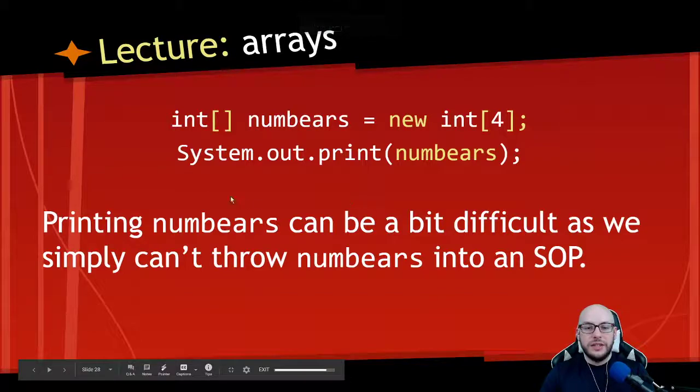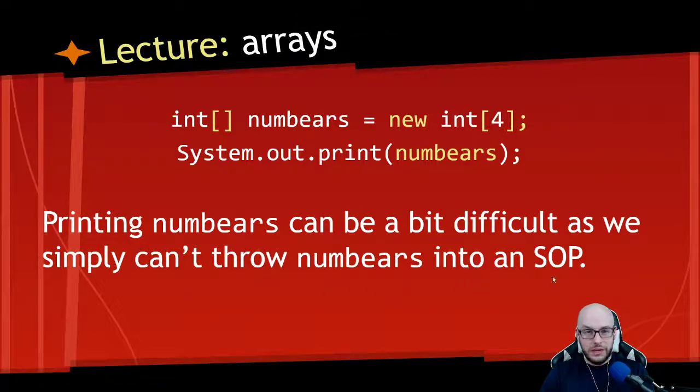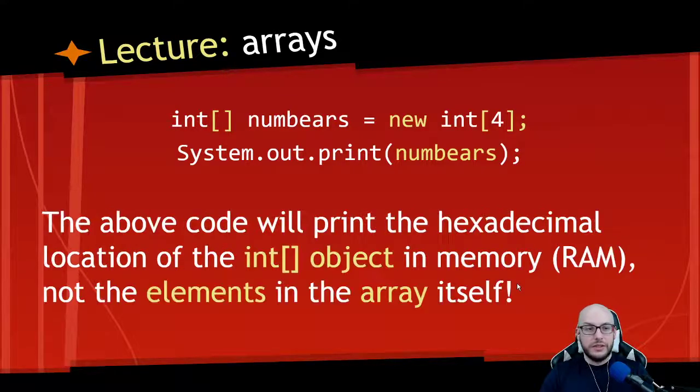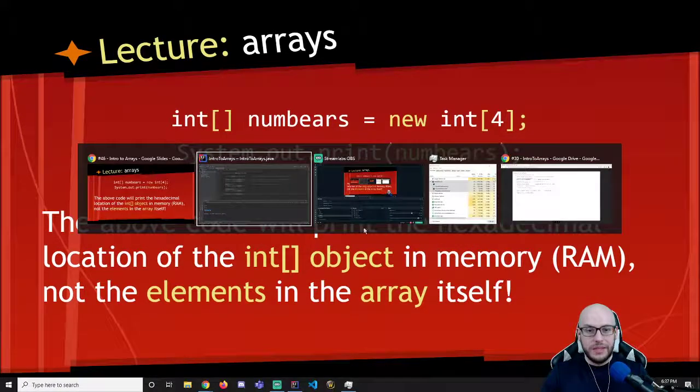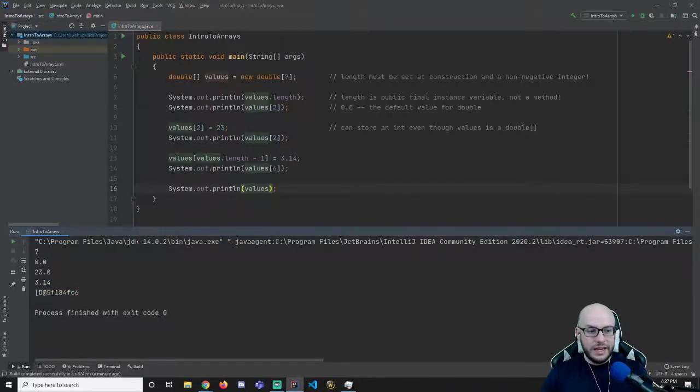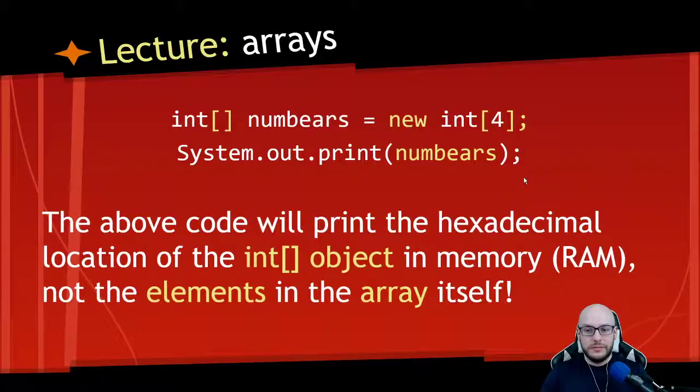So printing numbers, or in our case values, can be a bit difficult, as we simply can't throw the array into an SOP, a System.out.println. The above code will print the hexadecimal location of the integer object in memory, right? Notice we got some letters in there. That's why we're saying hexadecimal location. We see an F, we see a C. We talked about hexadecimal. That's what's going on here. It is the memory location expressed in hexadecimal.